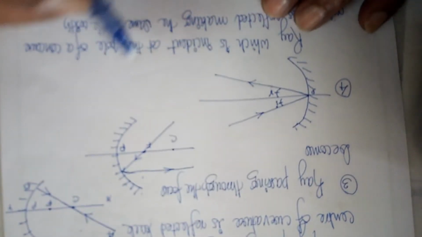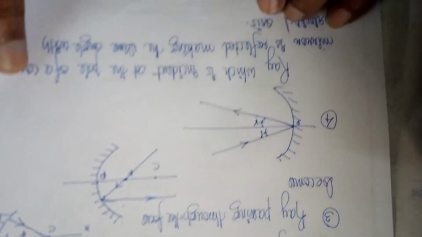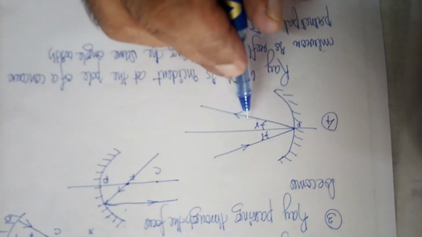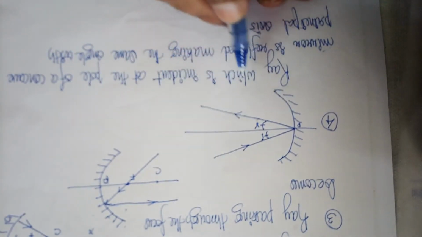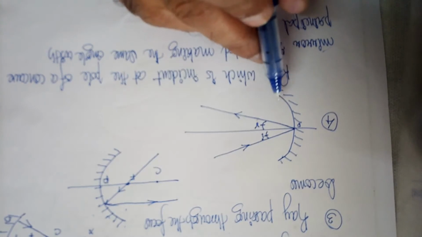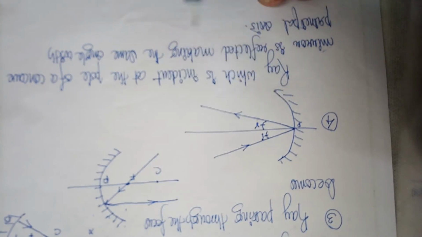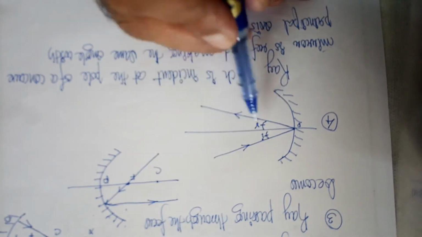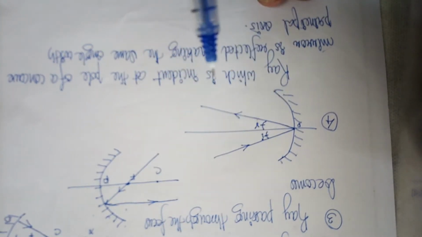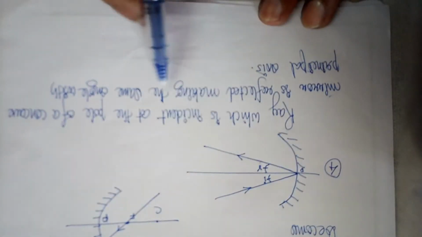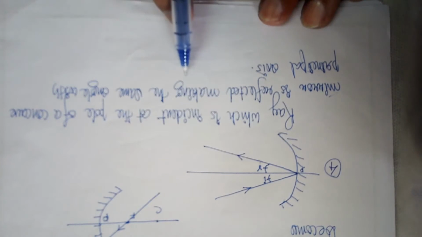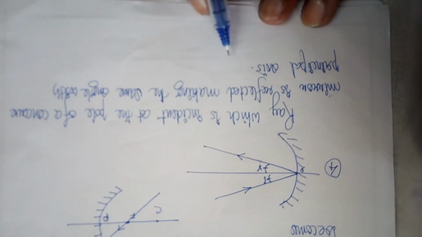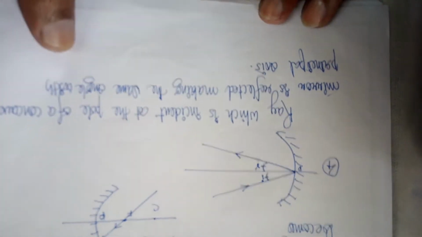And what is the fourth one? The fourth one is: a ray of light which is incident at the pole of a concave mirror is reflected back, making the same angle with the principal axis. I is equal to R. This is the fourth law of reflection. The ray which is incident at the pole of a concave mirror is reflected, making the same angle with the principal axis. Just to recapitulate all these laws.